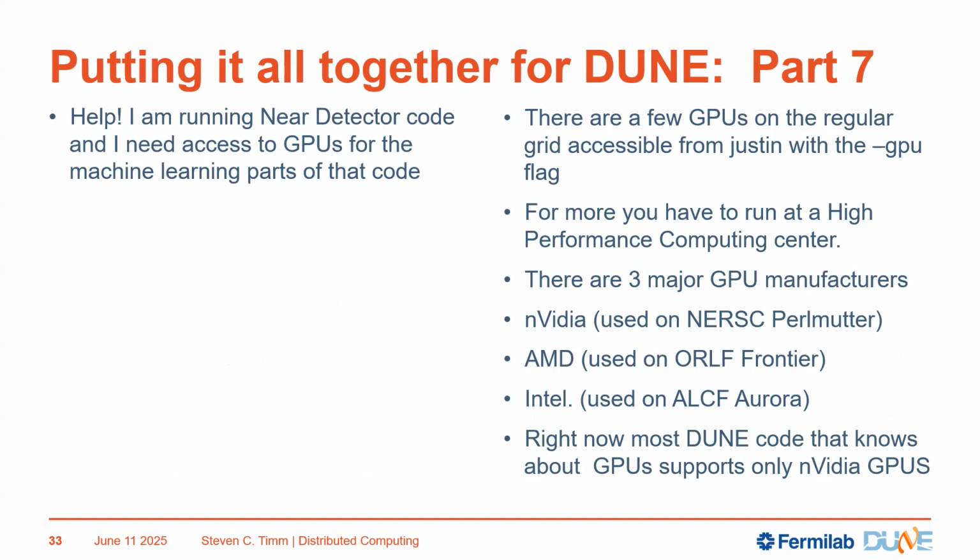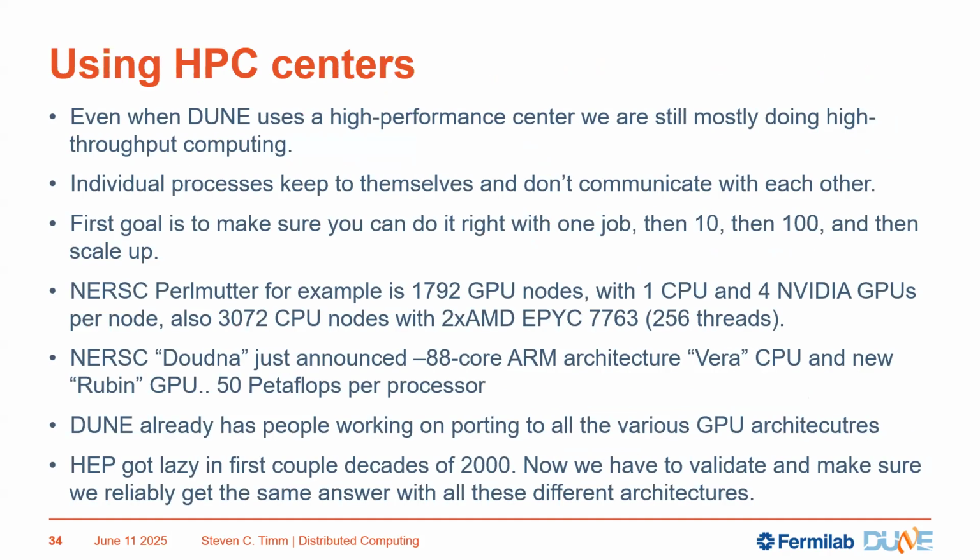There are 3 different GPU manufacturers. I could go into much more detail here. I will not. But NVIDIA, which is the dominant one, AMD, and Intel. Right now, most DUNE code that knows about GPUs supports only NVIDIA GPUs, or it's only been tested on them. We're just in the beginning stages of trying to split it up. So even when DUNE uses a high-performance center, we're still mostly doing high-throughput computing. Individual processors are still keeping to themselves and not communicating with each other.